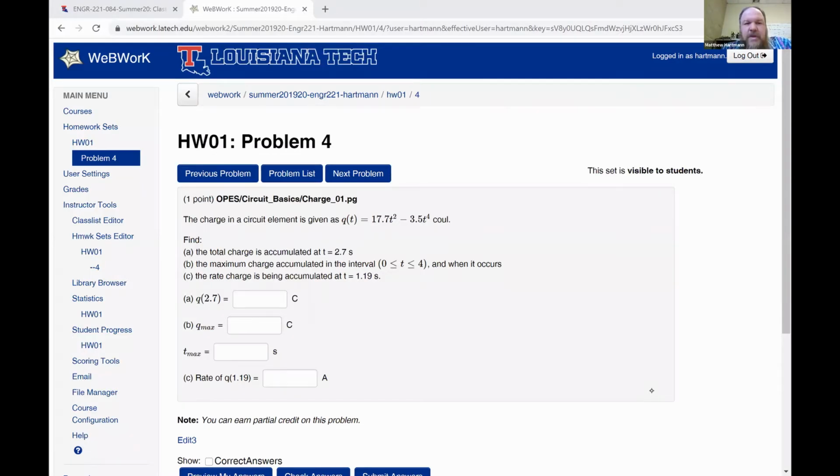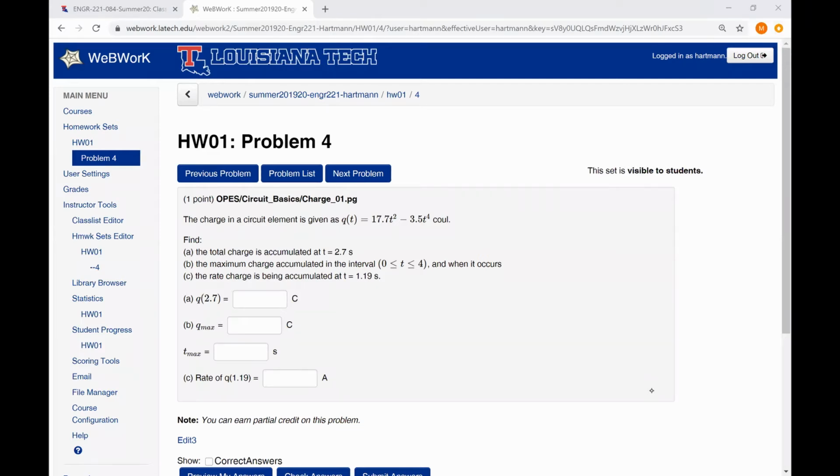Sorry, I've got so many different computers in front of me right now that I'm getting myself a little bit mixed up. So let's pop in to Engineering 221, Homework 1, Problem 4. Let me see if I can share this. If I can find my Zoom window. There we go. All right, so homework 1, problem 4.